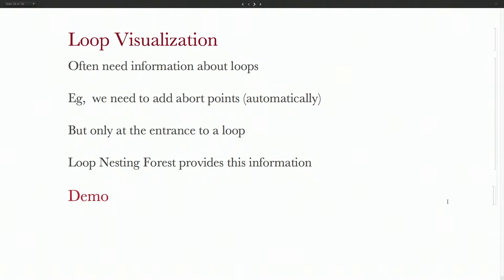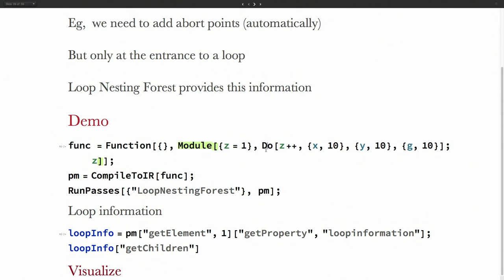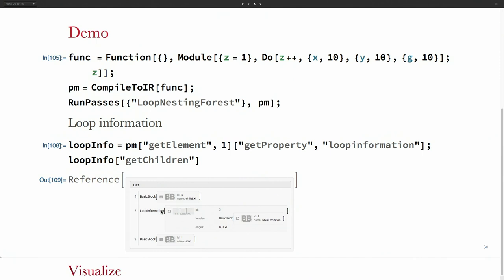We have a pass that does this. I've got some code here that has lots of loops, and I run the pass on it that computes the loop information. I'm not going to print the IR out because it's a little bit tedious, but what I do get out is this loop information.